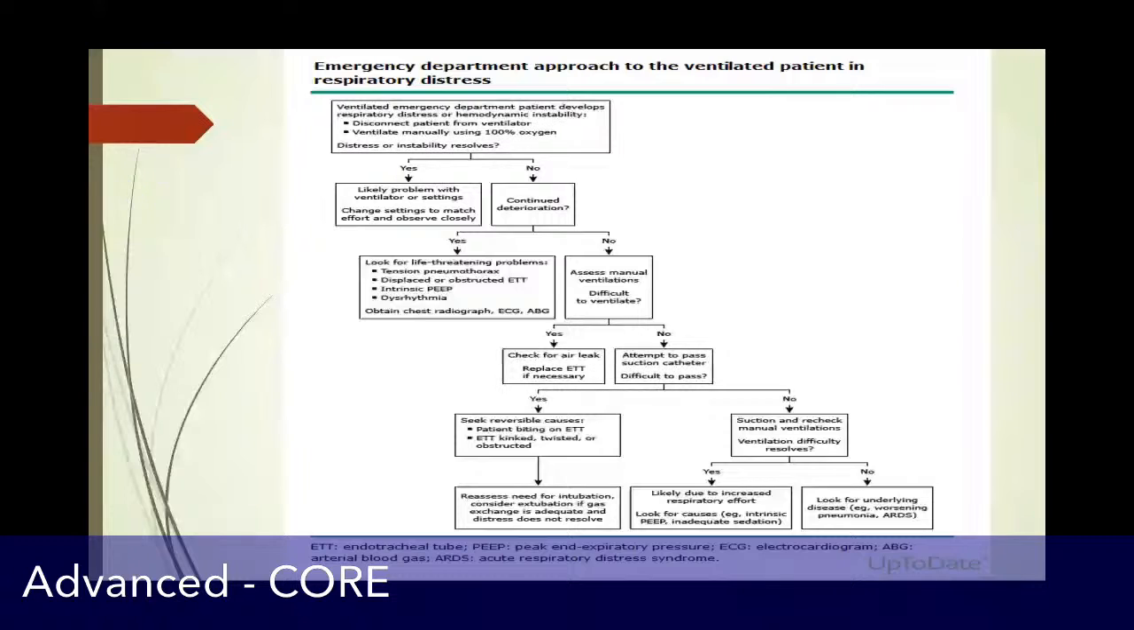So listen to their lungs. Do they have decreased breath sounds on one side? Do they have signs of a pneumothorax? Does their ET tube look like it's in the wrong place? Is it pulled back? Or does it look like it could be obstructed? You'll want to get an EKG, see if they have maybe developed an arrhythmia.